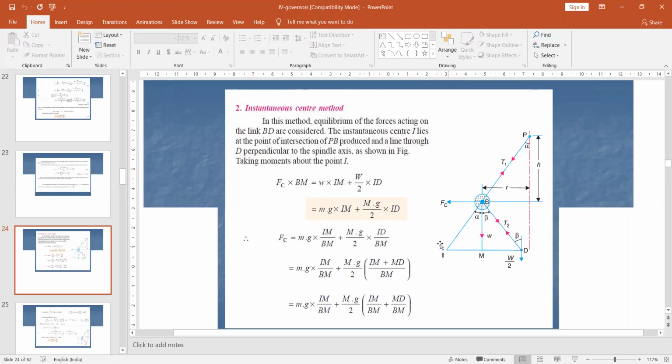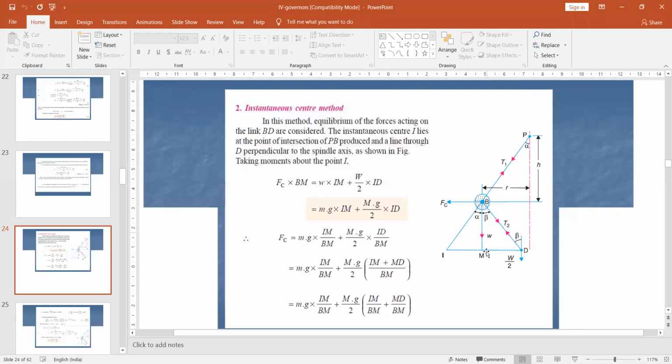So already we found that that is the I, the instantaneous center I. Now just taking the moments about the point I. Now we are also representing what forces are there, those are the FC into BM.